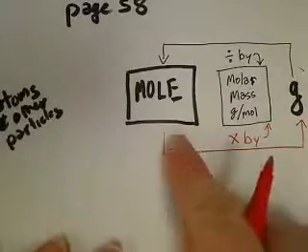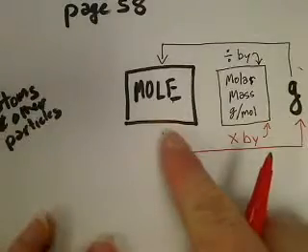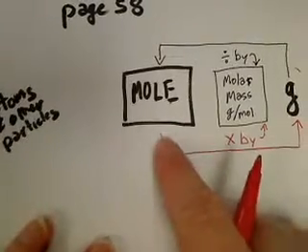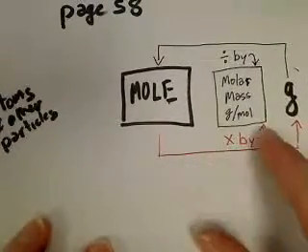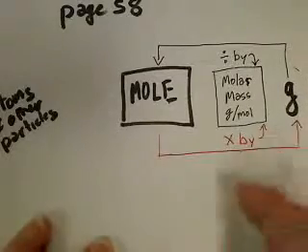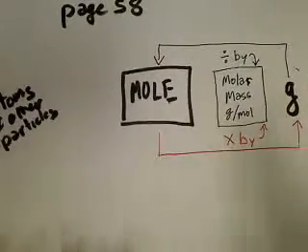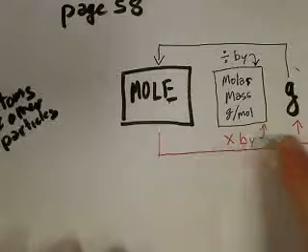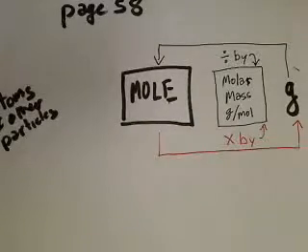So for example, if I had aluminum and its molar mass is 27, and I have 2 moles of aluminum, 2 times 27 is going to give me 54 grams. So these are the rules for getting between moles and grams.